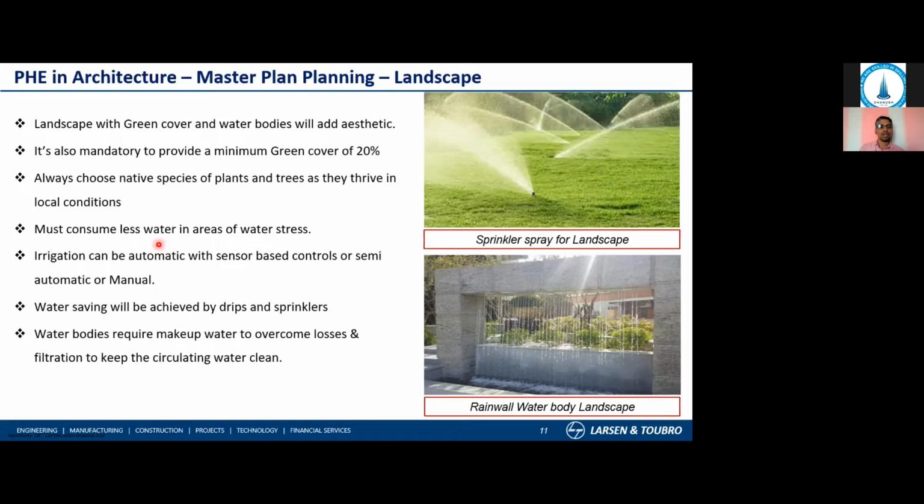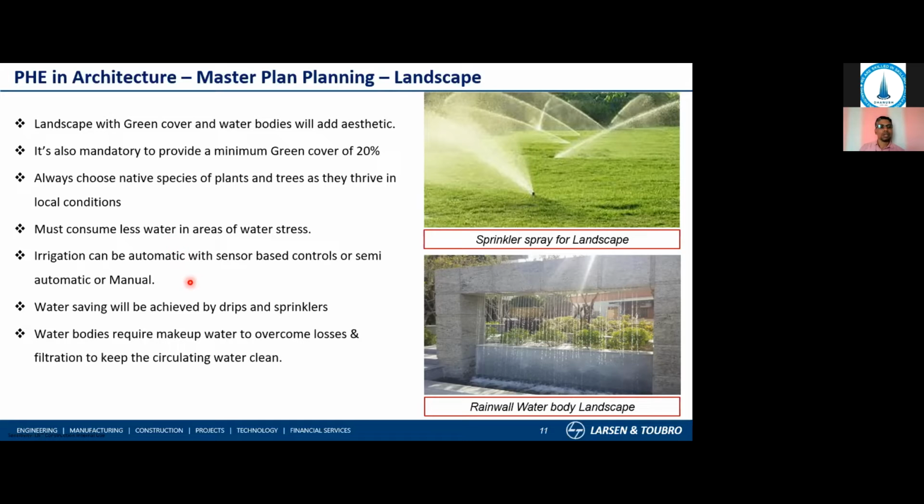The plants which you bring from outside, which are not suitable to the indigenous location, may die, or may consume more water to keep them alive. So for that reason, it is better to have native species, which need less water, and in case of any water stress, that will help you.